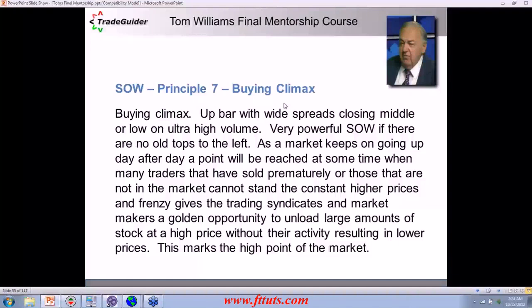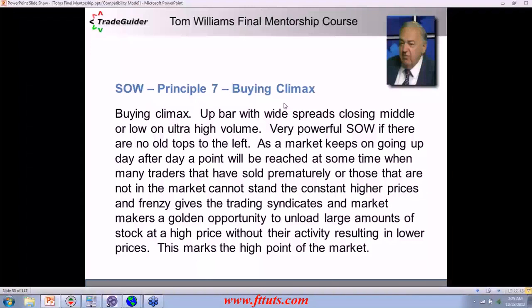Now, just like the end of a rising market, one of Tom's favourite shorts is the buying climax. Now, this is very easy to read. Yesterday, we had a buying climax in the Australian dollar, didn't we? A very clear one. And this is an up bar with wide spreads, so it doesn't have a narrow spread, it's a wide spread closing in the middle or low on ultra high volume. It's a very powerful sign of weakness if there are no old tops to the left, meaning there's no price action to the left.